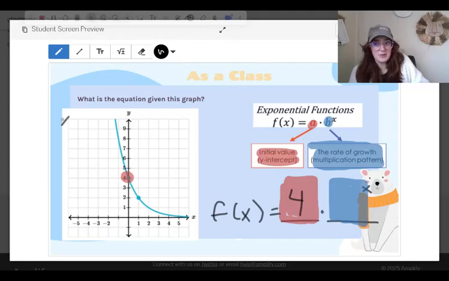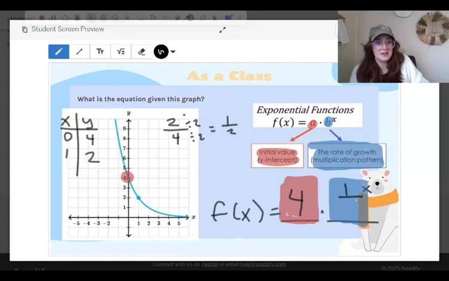Now the trickier part is finding the multiplication pattern. We could write this as a little XY table. That's an option, right? So the first term, when x was 0, y is 4. When x is 1, y is 2. And then you can do that same thing. We can take the second y value divided by the first, 2/4. We want to simplify, and we'll get 1/2 is the multiplication pattern, right?